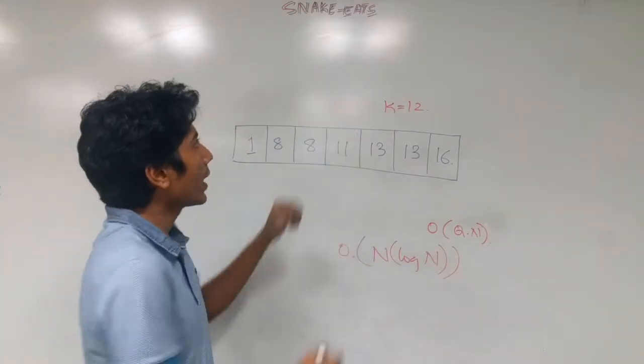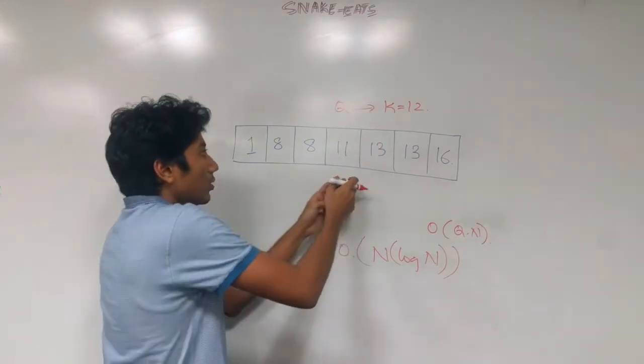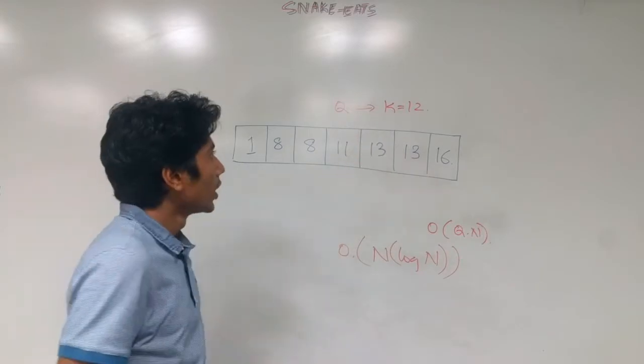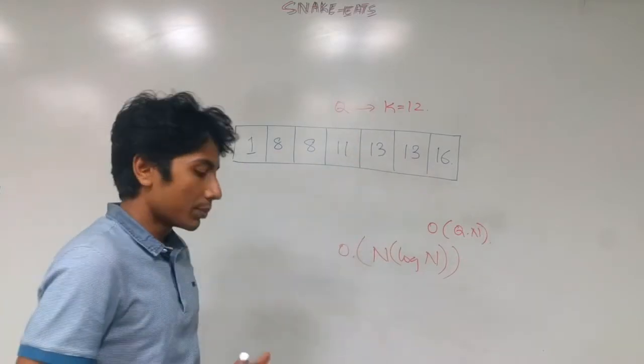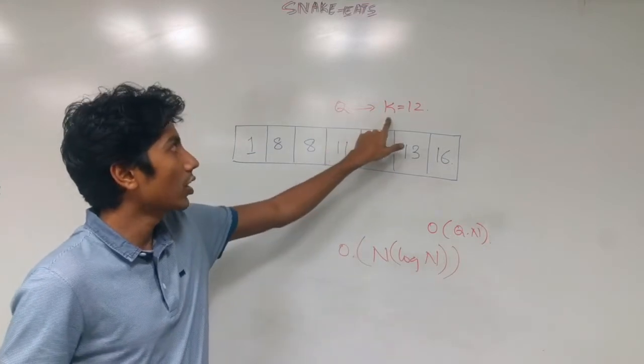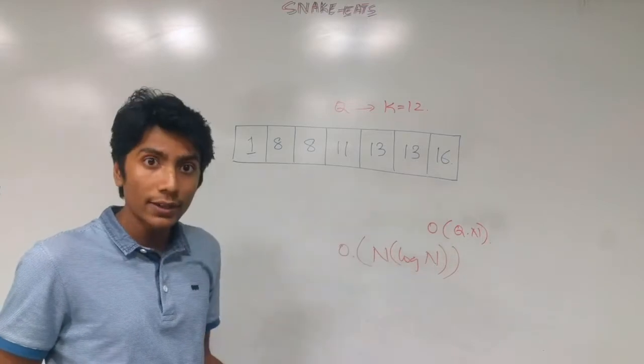And for different queries having different k's, we will be evicting all elements greater than or equal to k. So in this case, let's take this example. We have sorted the array. We get a query of k equal to 12. So these elements should be taken out. How do we do that?